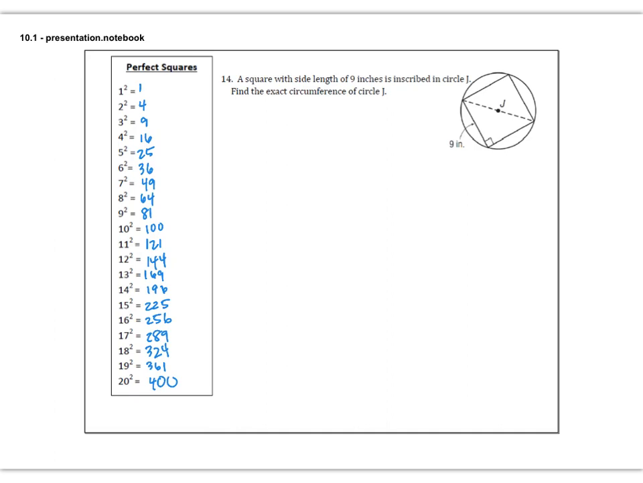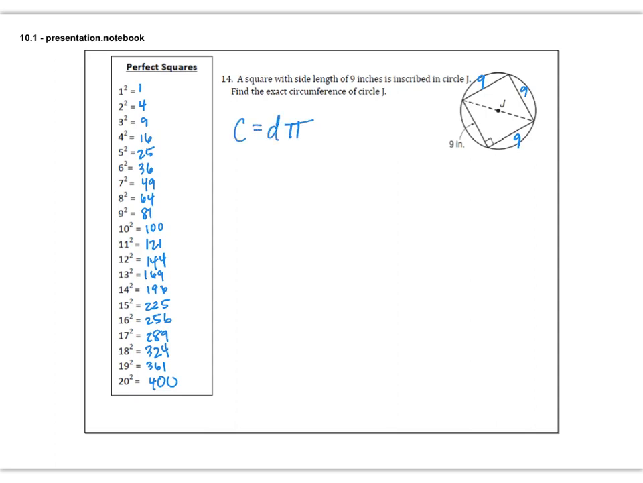Here's why. Number 14, you have a square with side length of 9 inches inscribed in circle J, which means you have a square inside of the circle. If it's a square, all the sides of it will be the same length, and so they will all be 9 inches. Our job is, it says, find the exact circumference of the circle.